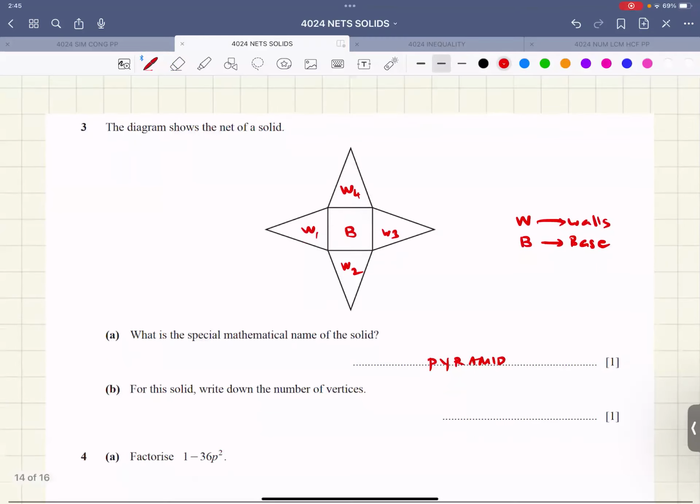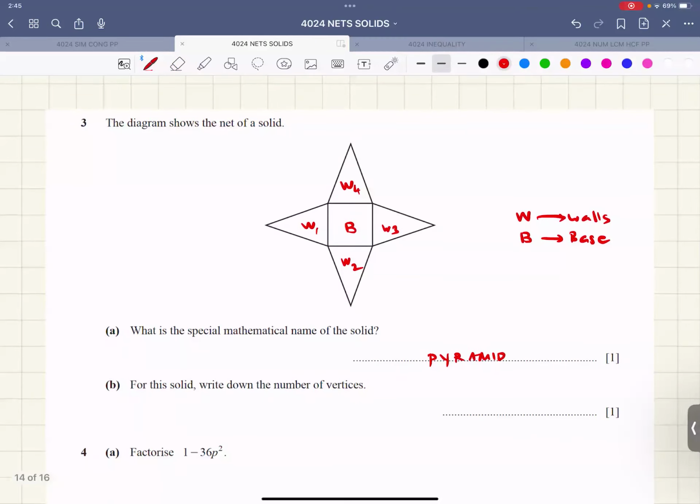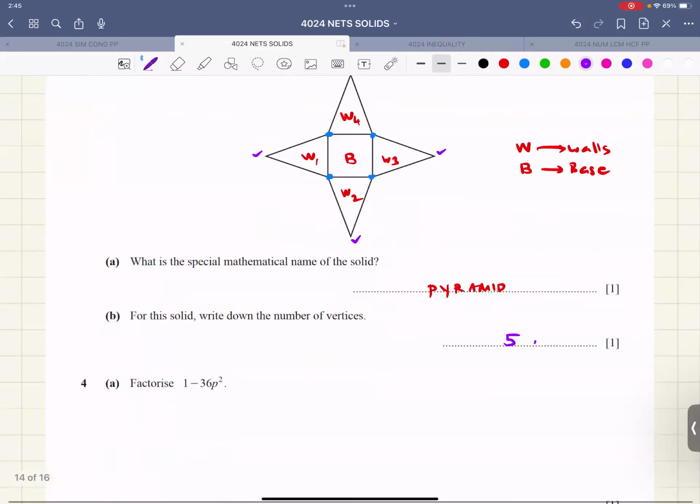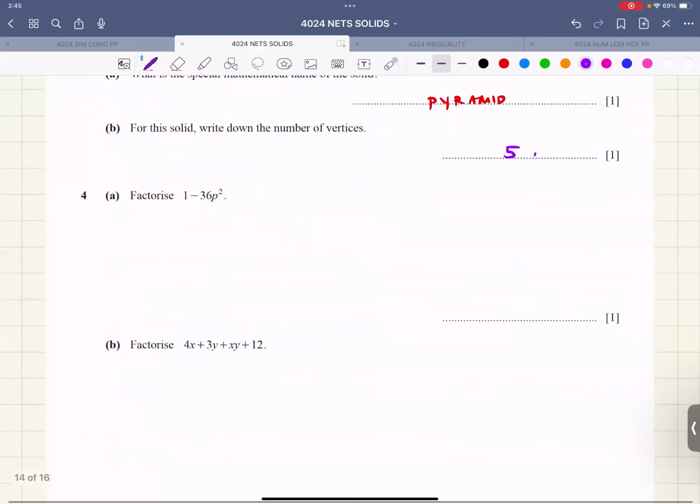For the solid, write down the number of vertices. So how many vertices are there? This is 1, this is 2, this is 1, 2, 3, 4, and this and this and this and this will make one vertex. They will all join at a point. So the number of vertices is 5. And then this question is about factorization, so let's ignore that.